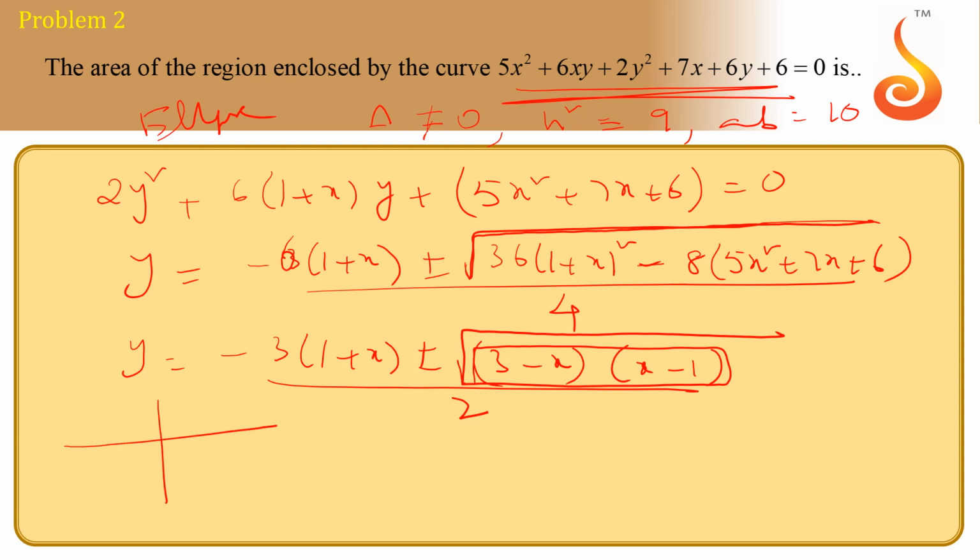The ellipse's center you can find by doing the partial derivative with respect to x equal to 0 and the partial derivative with respect to y equal to 0. You will get that the ellipse is a rotated ellipse in the 4th quadrant. So x equals 1, x equals 3.